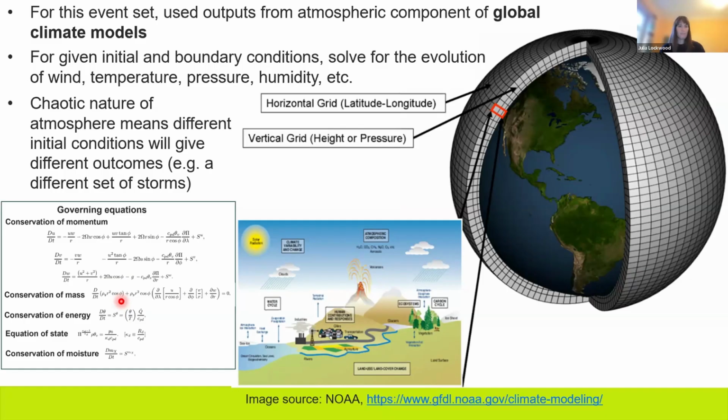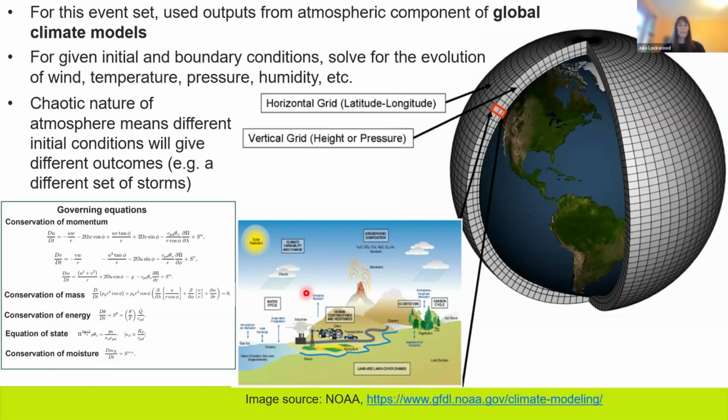For the atmospheric component of a climate model, most models will have a formulation of the governing equations, which look something like this. I'm not going to go through all the detail, but they're derived from the fundamental physical principles of conservation of momentum, conservation of mass, conservation of energy, an equation of state, and conservation of moisture.